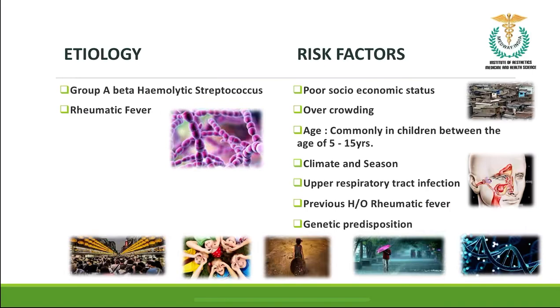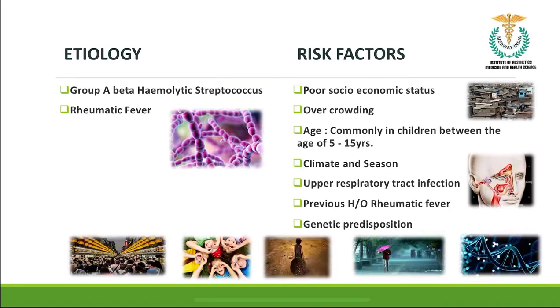Age. As I have discussed in the previous slide, RHD commonly affects children between the age of 5 to 15 years. Coming to the climate and seasons, it occurs more in rainy season and in cold climate. During the rainy season and cool climate, children are more prone to get fever, so it can lead to rheumatic fever, and this can in turn lead to rheumatic heart disease.